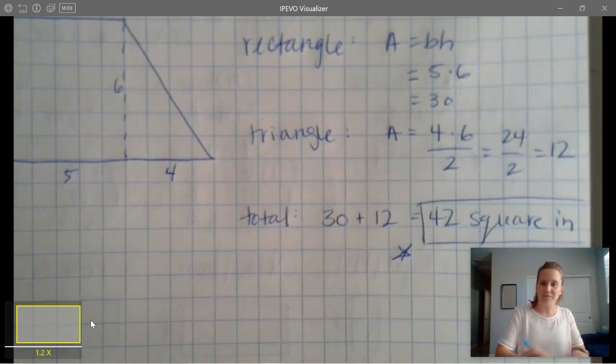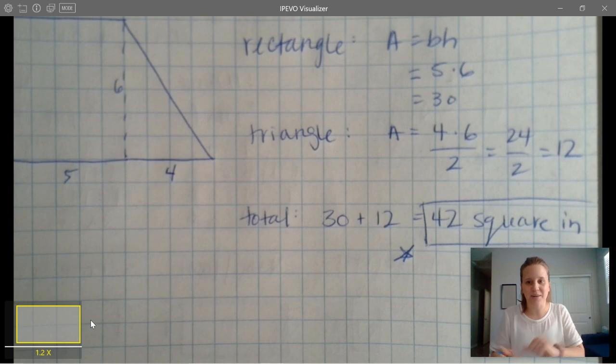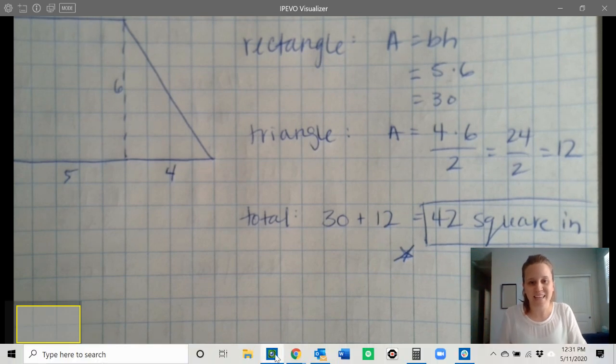Big star on your paper if you got that one on your own. Nice work. Let's try another one.